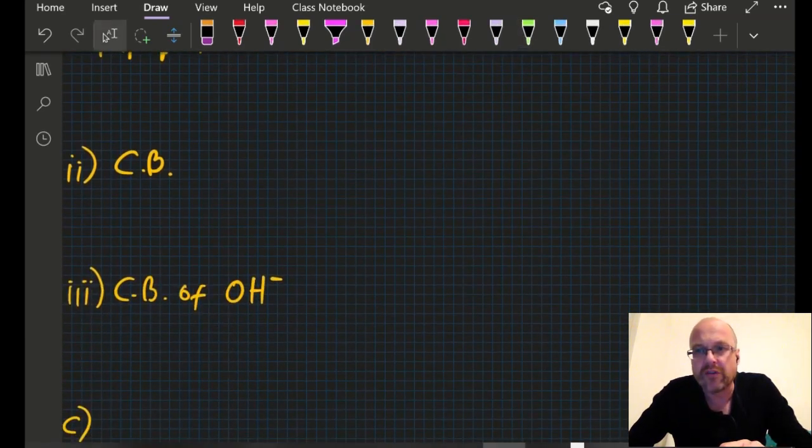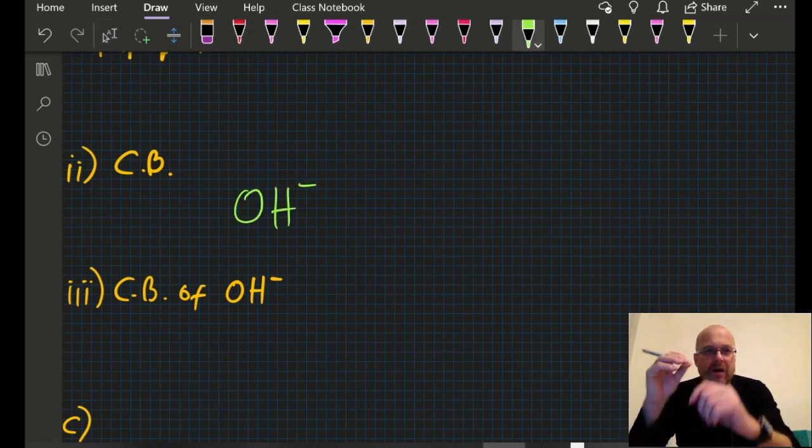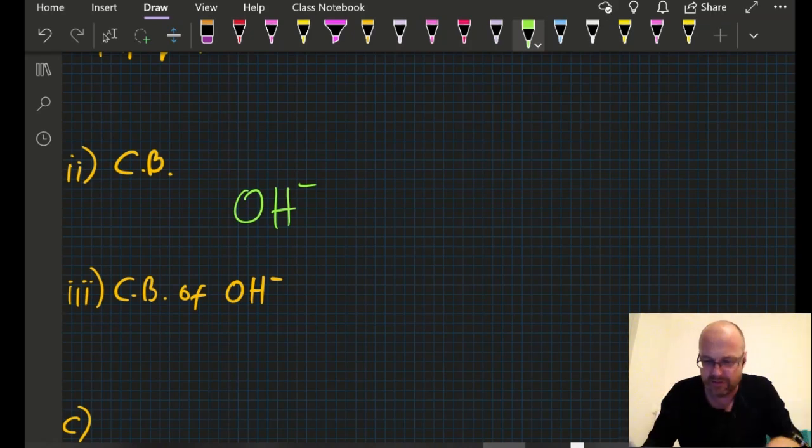2, the conjugate base of the hydroxide ion. So the conjugate base of the hydroxide ion. I remember a conjugate acid is made by adding a proton. So for a conjugate base, I have to take off a proton. All right, so let me take off a proton, an H+. That's going to give me the rather weird O2 minus.